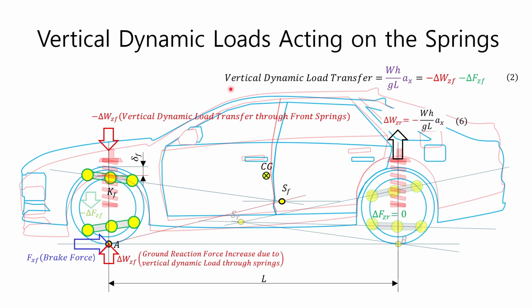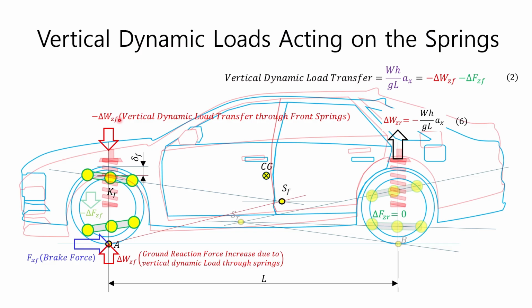In this figure, we exclude load transfer through the suspension links and consider only load transfer through the springs. The magnitude of the load transfer through the springs depends on the center of gravity, CG, and the location of the virtual reaction point, SF. This will be explained in detail later.